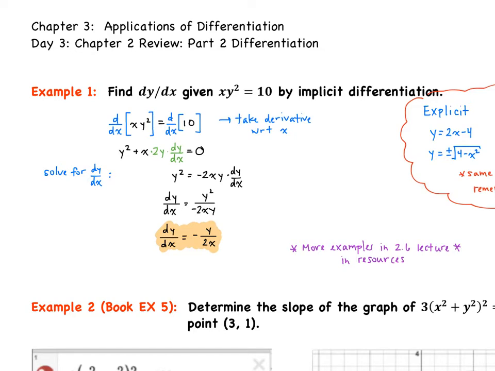Okay, so like I said, if you feel like you need some more examples, you can always refer back to those videos from over the summer. However, the next couple examples, we're going to use implicit even further, so you might be okay.